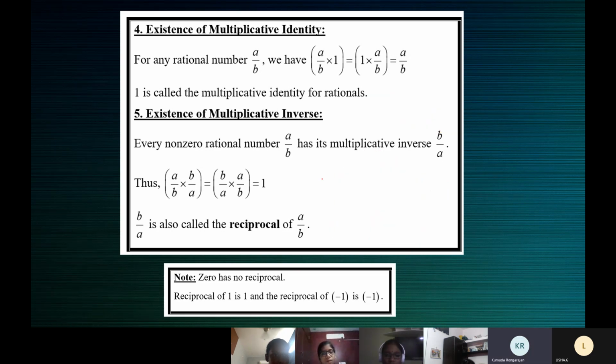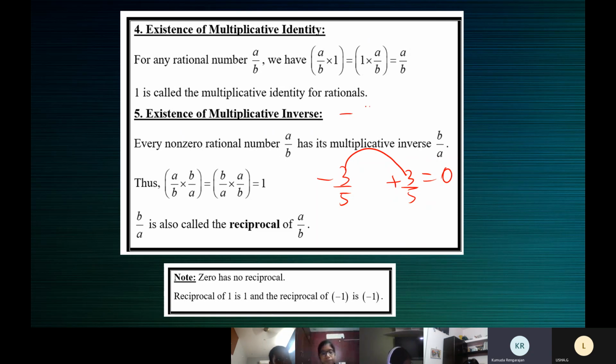What is the additive inverse of minus 3 by 5? Plus 3 by 5, ma'am. Plus 3 by 5, because when you add these two, the answer is 0. What is the other term for additive inverse? Negative of a rational number, ma'am. Additive inverse is also called the negative of a rational number.